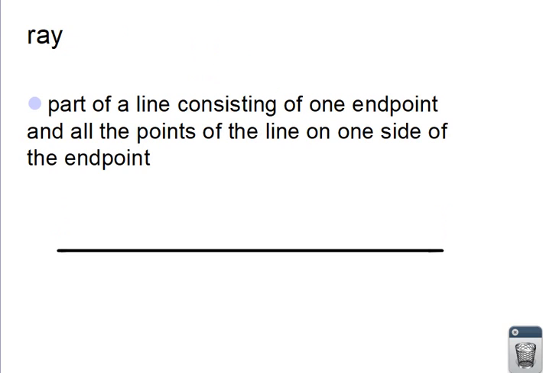All right, a ray. This is a part of a line consisting of one endpoint and all of the points of the line on one side of the endpoint. So let's say this is my endpoint. Then the ray would go everything to the right. So it would have an arrow on this side. And then somewhere in there would be another point that we could use. So to name the ray, you start with the endpoint. You name another point in the direction that you want to go. And you put a little arrow above it.